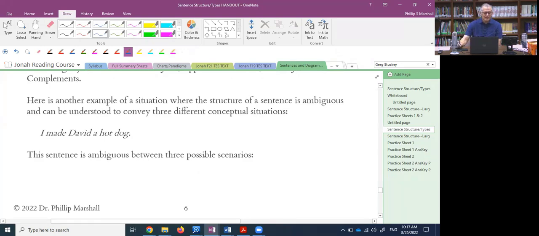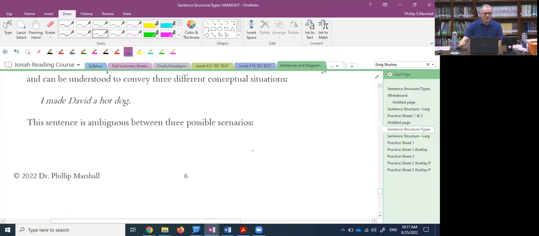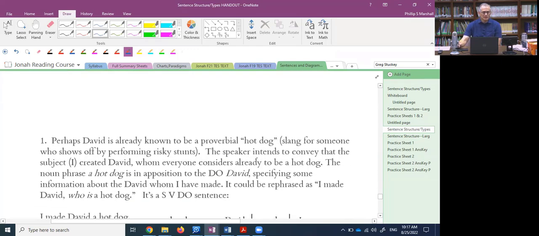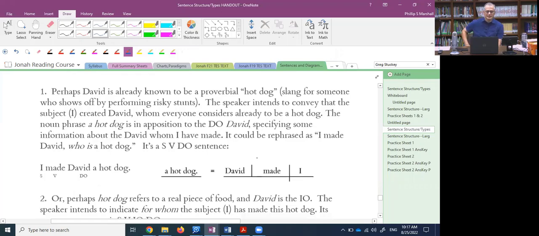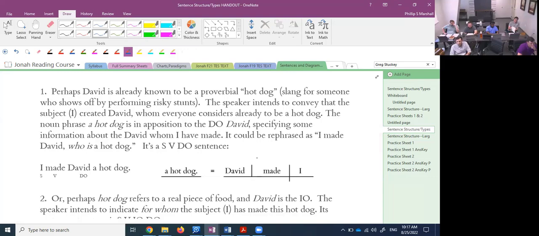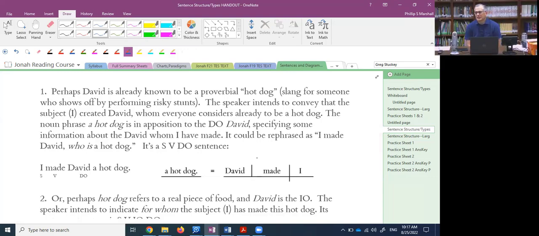So here I've given us the sentence, I made David a hot dog. I made David a hot dog. And there's actually three different ways that you can understand this. Number one, perhaps David is a proverbial hot dog, which is a slang term for someone who shows off and performs risky stunts. Back when I was in high school, guys who were skateboarders who did all sorts of sick tricks were referred to as hot dogs.